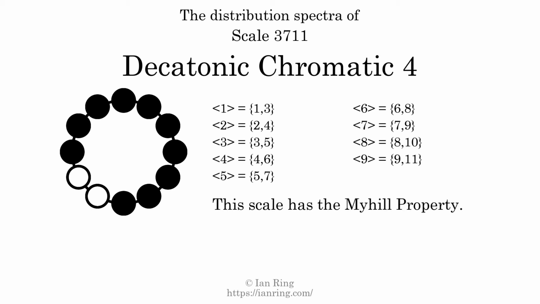Since this is greater than 1, we know that this scale is not maximally even. If every spectrum has exactly 2 specific intervals, we call that the Myhill property. All of these spectra have exactly 2 sizes, so this scale has the Myhill property. Since the generic interval ranges overlap, this scale is an improper scale.